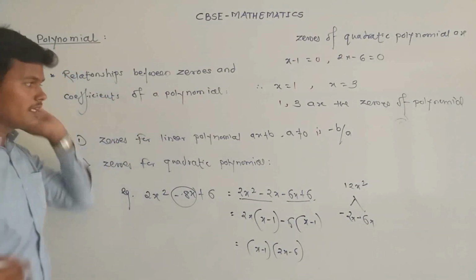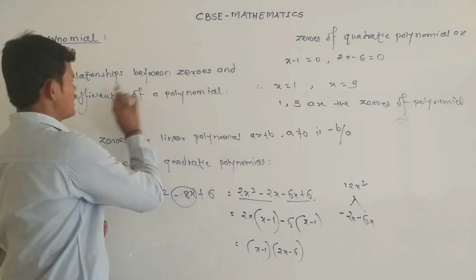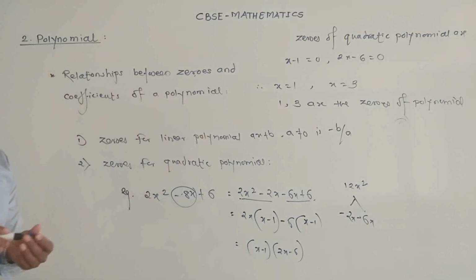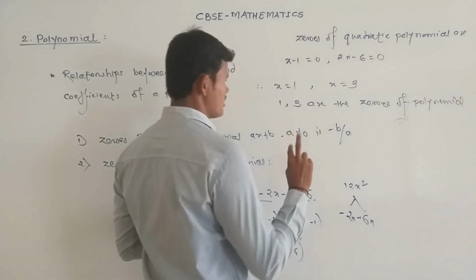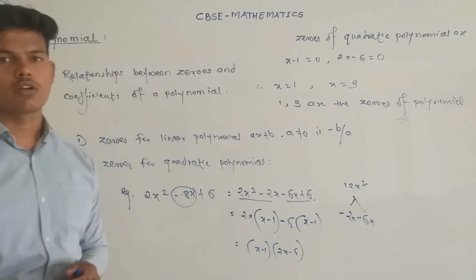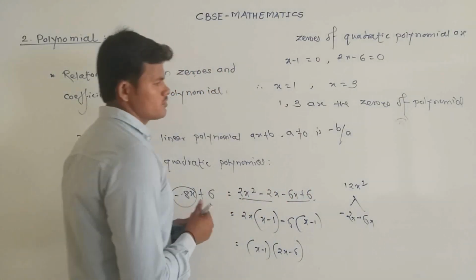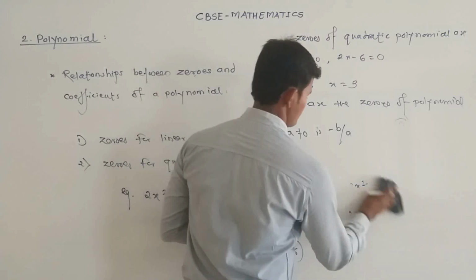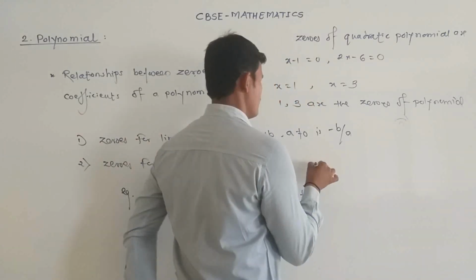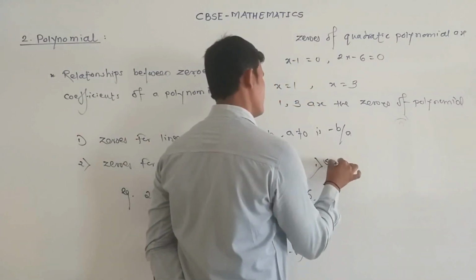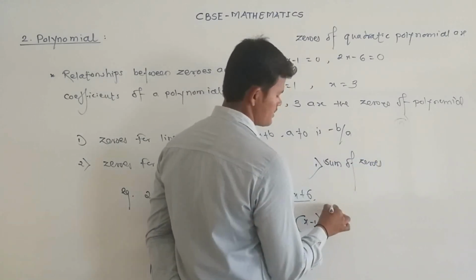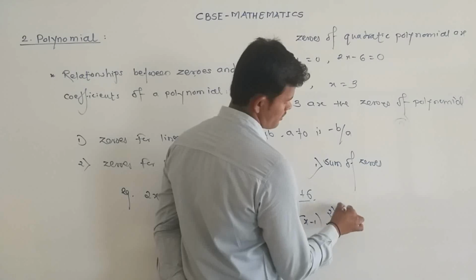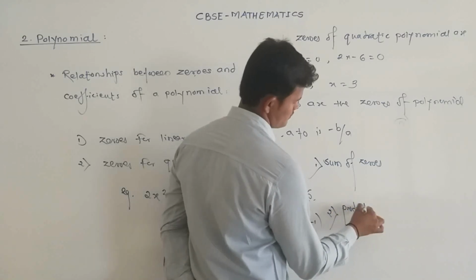Now find the relationship between zeros and the coefficients of a polynomial. There are two relations for a quadratic polynomial, that is the sum of its zeros and the product of its zeros. So the first relation is the sum of zeros and the second relation is the product of zeros.